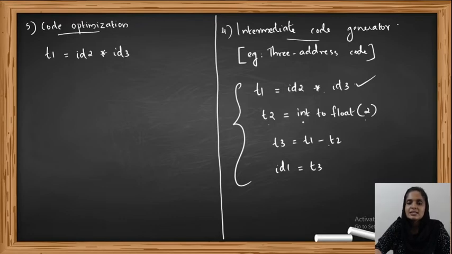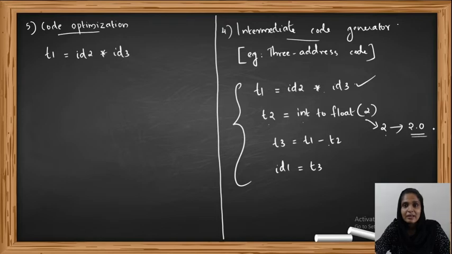Now let's consider the second statement. T2 is equal to int2float of 2. So what we are actually doing is converting the value 2 to a decimal value. How can we convert 2 to decimal? We can just write 2.0. 2 is an integer, but 2.0 is a float value. This conversion will take some time, right? So instead of doing this conversion, we can directly write it as 2.0.